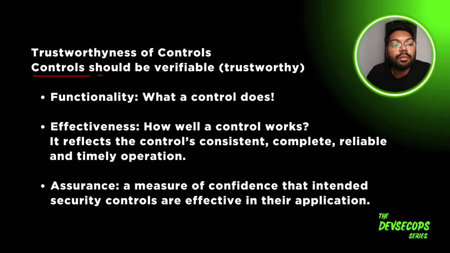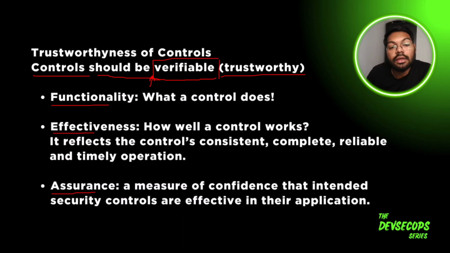So these controls should be verifiable. Okay, it means it should be trustworthy. Then and only then it could be considered a standard way of securing something. That we are going to discuss in the next few videos. So, what are the parameters based on which we would consider it a verifiable or trustworthy control? It would depend on the functionality, effectiveness, and the assurance of these particular controls.